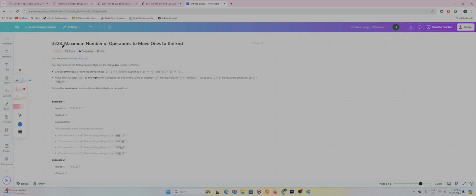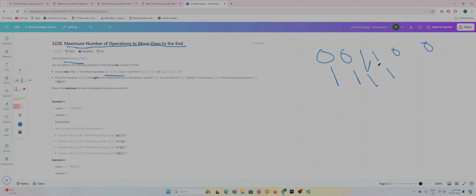So let's get started. The problem is maximum number of operations to move all the ones to the end. You need to read it very fast. You are given a binary string s. Now what did I tell you about a binary string? It's 0 0 1 1 0 0, like that. And you can perform the following operation on the string any number of times. Choose an index i from the string where i plus 1 is less than s.length. So what does it mean? I can choose any index i from the string.